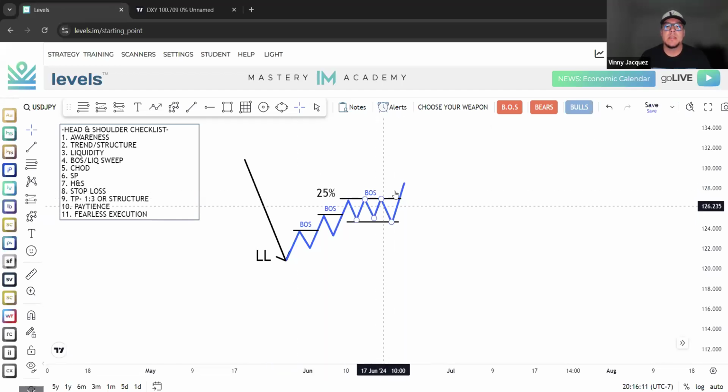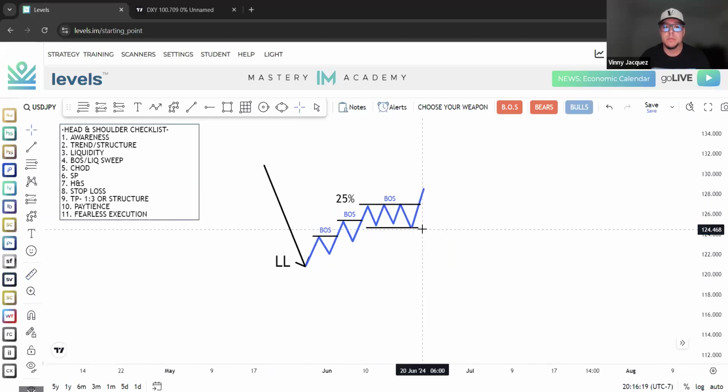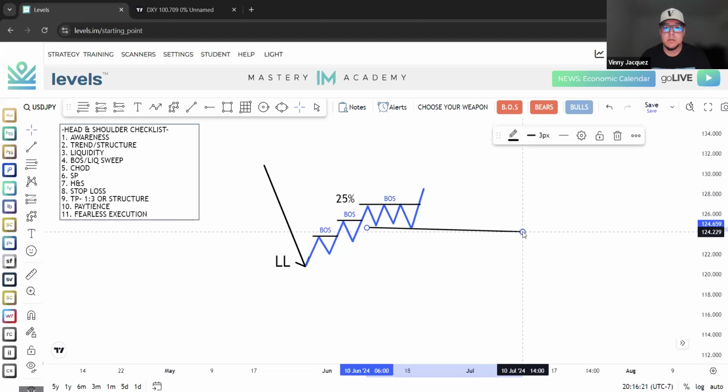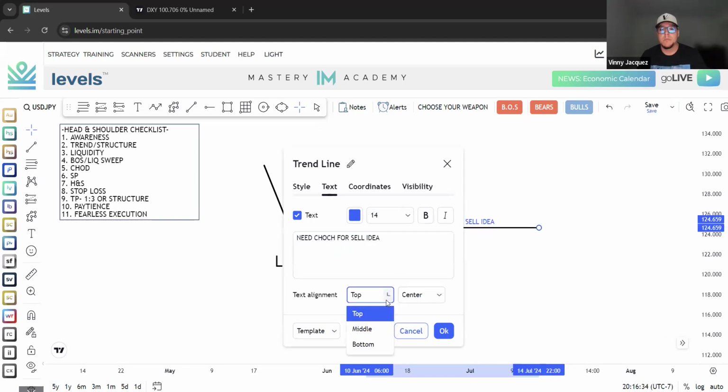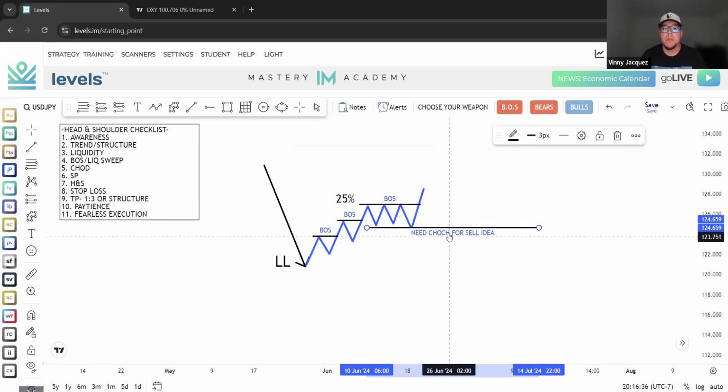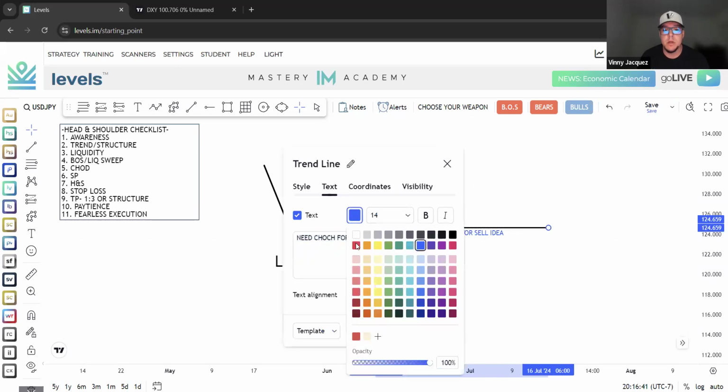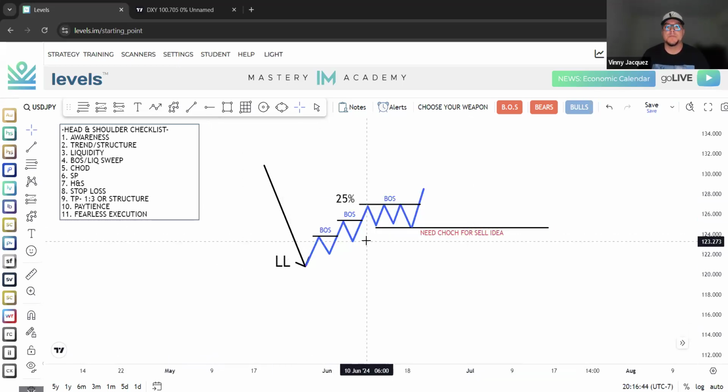Now, the next thing we need to see, guys, is that change of direction. So this line here, this support, we need to extend this. Boom. And this is going to be my need for change of character for the sell idea. We need the change of character for the sell idea. Let me make this red because we need a bearish change of character.